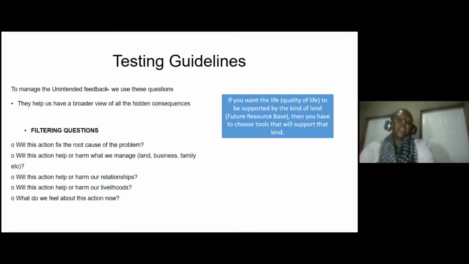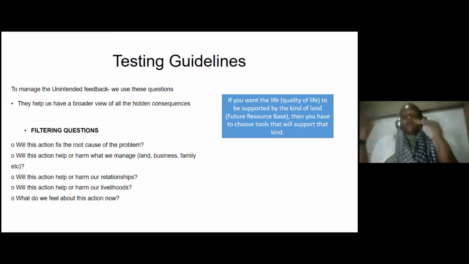So when you've made your holistic context, which is the vision that I just read out, you can write it down and keep it there on your wall, and that's fine. But a thing that keeps you going is what we call the filtering questions or testing guidelines. And here I've put in the simplified version, but they're perfectly the same. So these testing guidelines help us manage those things that we call unintended consequences.